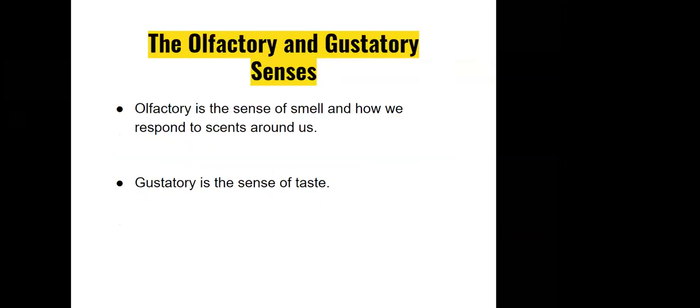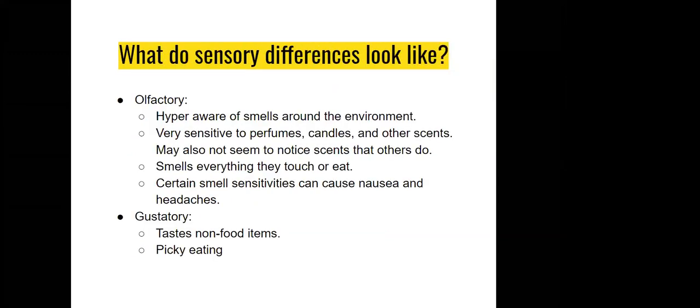So olfactory and gustatory, our sense of smell, our sense of taste. With our sense of smell, kids might be hyper aware of smells in the room. They might be very sensitive to perfumes, candles, and other scents. So really be wary of what you're wearing. If you have a kiddo who struggles with sensory issues, be wary of the scents you're using or those scented lotions, because that can really be disruptive for them.